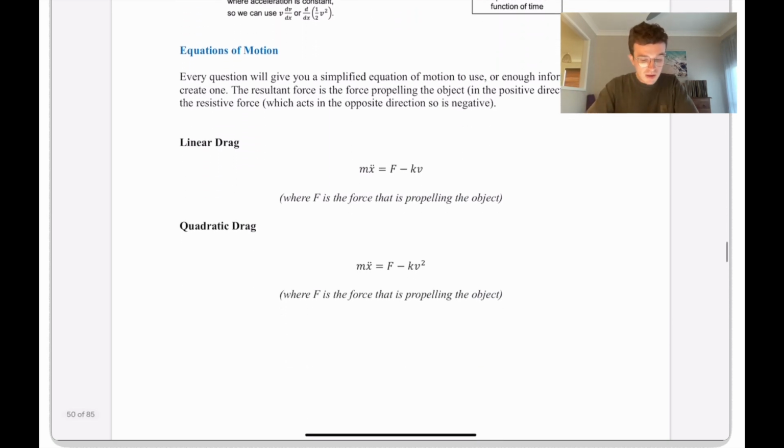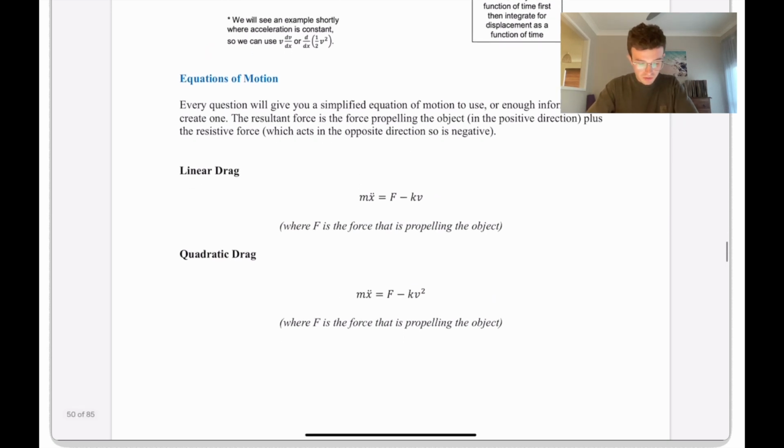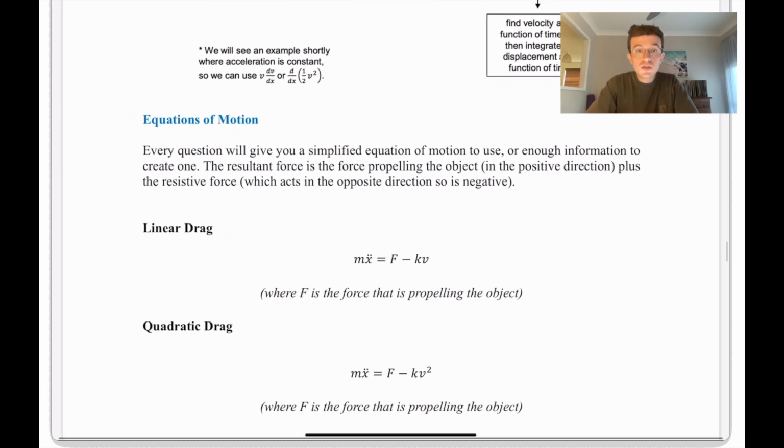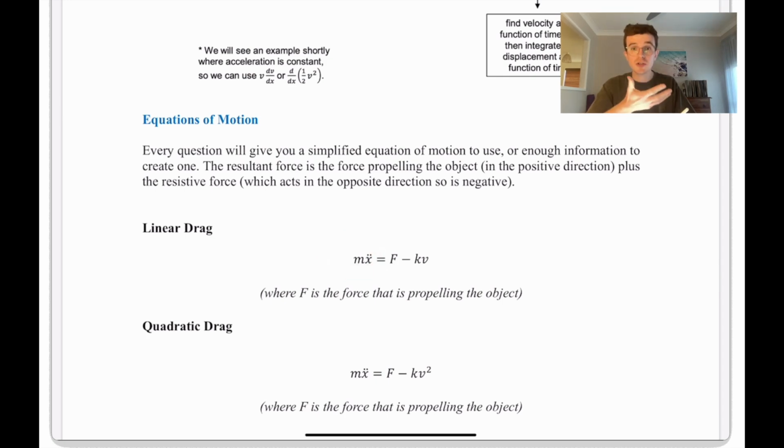Okay. Every question will give us a simplified equation of motion to use, or enough information to create one. The resultant force is the force propelling the object in the positive direction, plus a resistive force which acts in the opposite direction. So we've got linear drag, which is where it will say resistance is proportional to velocity. So the normal force of the object would be mx double dot. When I say normal, I don't mean the literal normal thing on an inclined plane. I just mean what it normally would be.